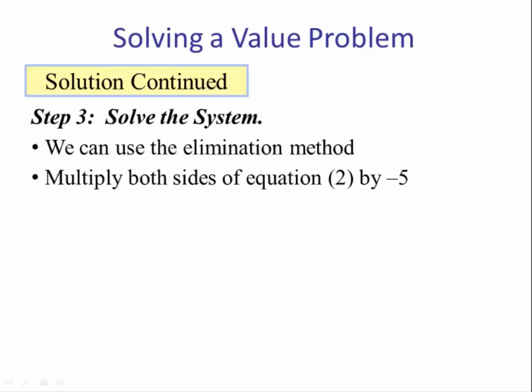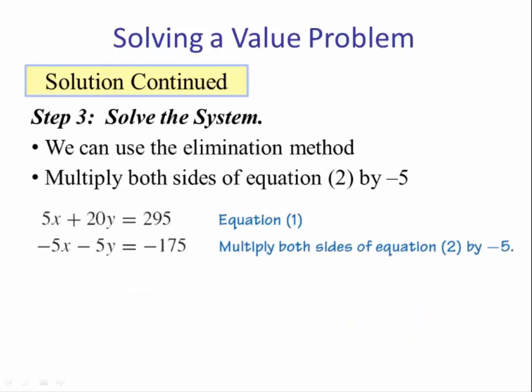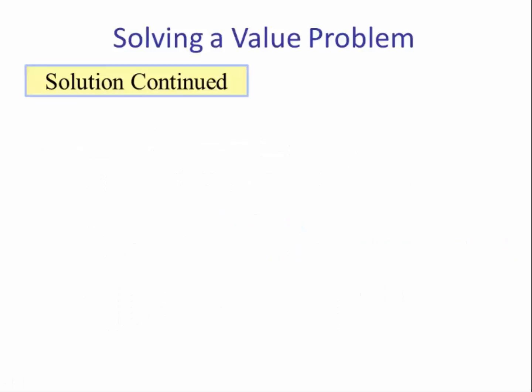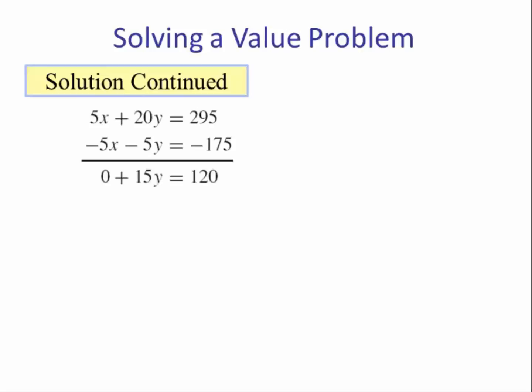So to solve the system, I'm going to take the second equation, multiply it by -5. So we have -5x minus 5y equals -175. I'm going to add that to the first equation, then solve for y. So we have 15y equals 120. We divide by 15 and we see that y is equal to 8.